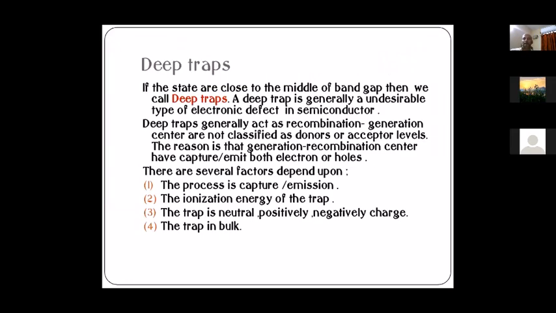Next is the deep trap. If the states are close to the middle of the band gap, we call them deep traps. In other words, a deep trap is generally an unwanted type of electronic defect in a semiconductor. Deep traps generally act as recombination-generation centers and are not classified as donor or acceptor levels. The reason is that generation-recombination centers can capture and emit both electrons and holes. There are several factors that the deep trap depends upon.